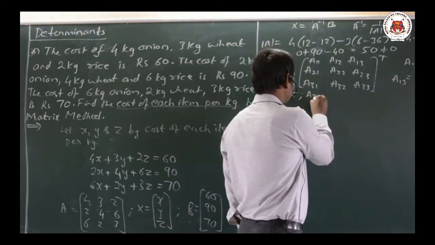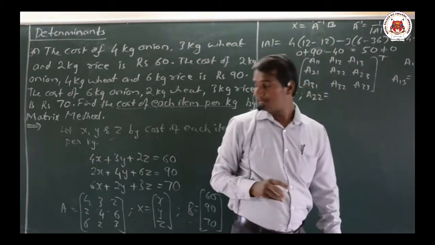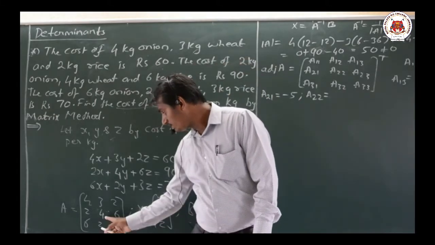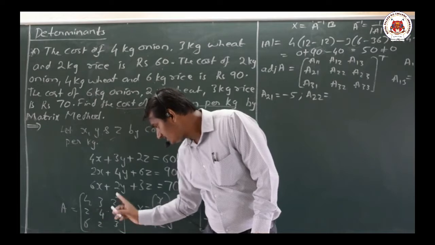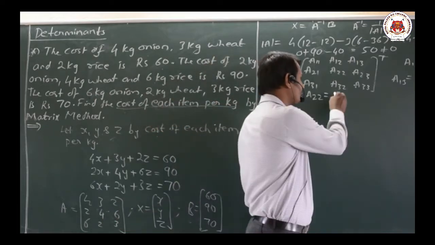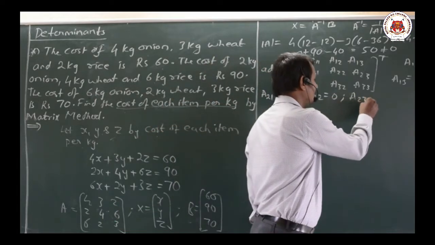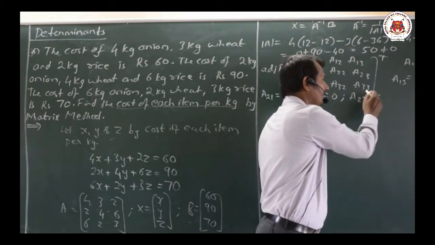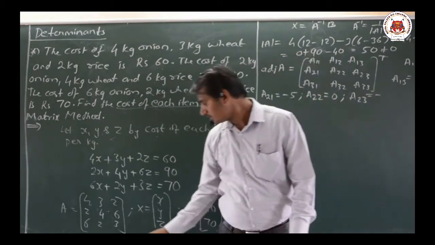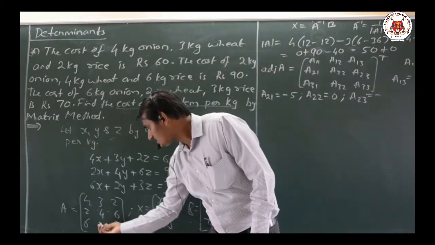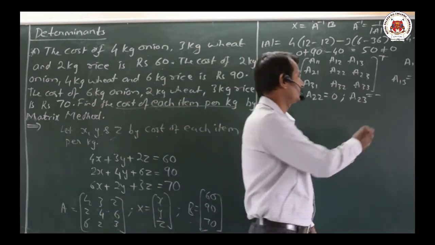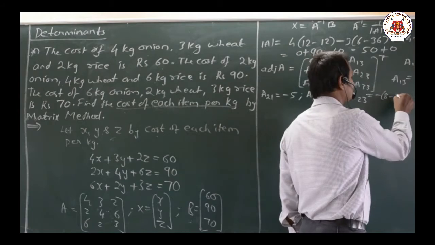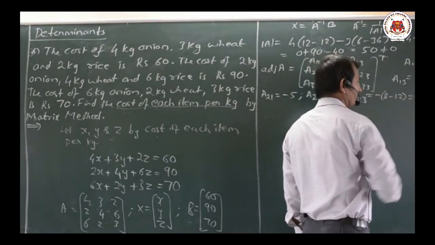Then A22, pre-multiplied by a positive sign, is the cofactor of 4. 4 threes are 12, and 12 minus 12 is 0. Then A23 is pre-multiplied by a minus sign, the cofactor of 6. 4 twos are 8, and 8 minus 12 is minus 4, so the value will be 4.